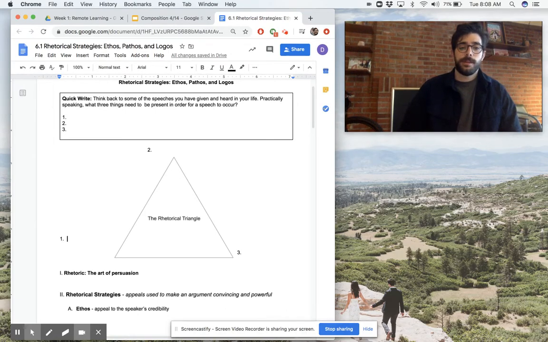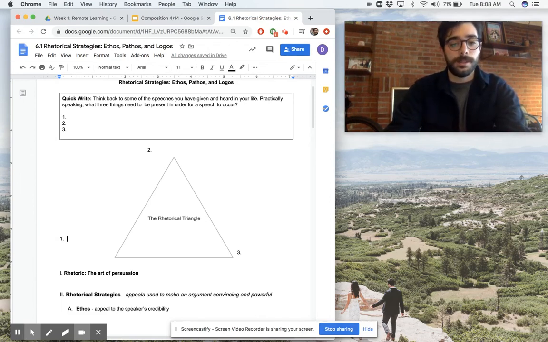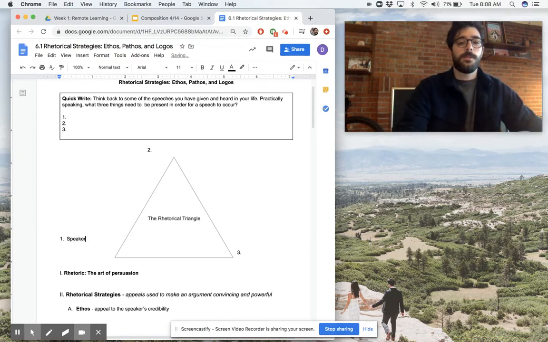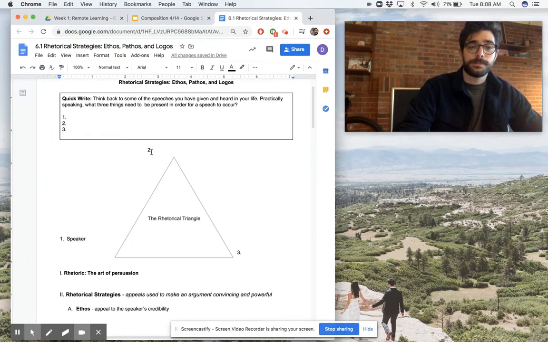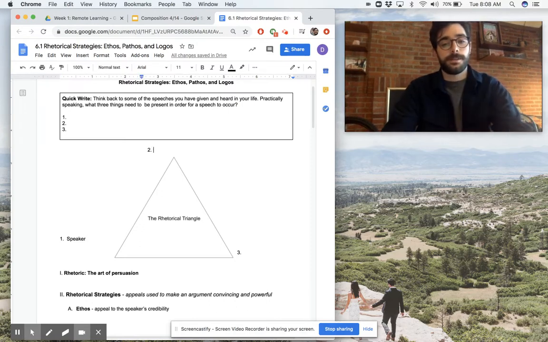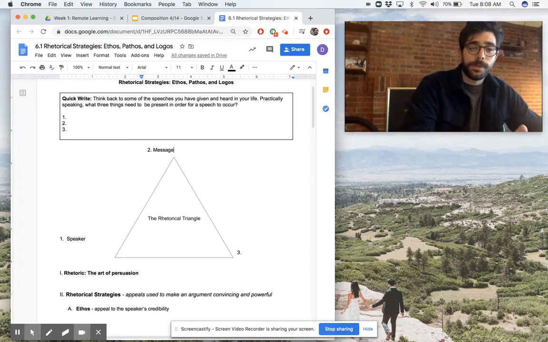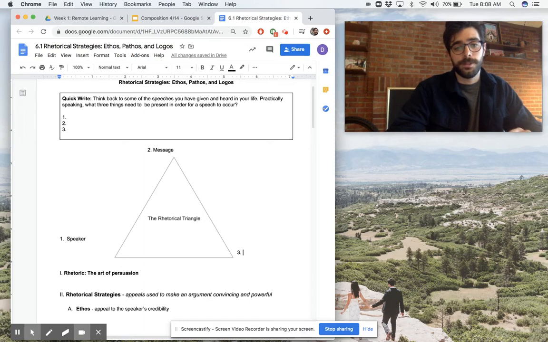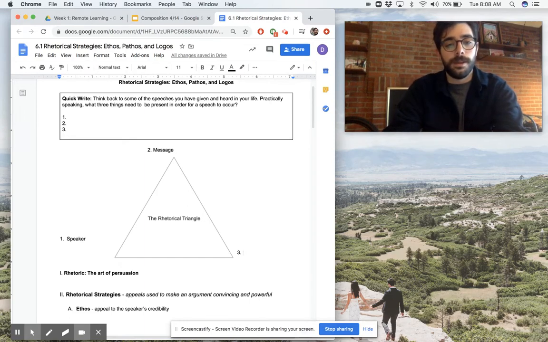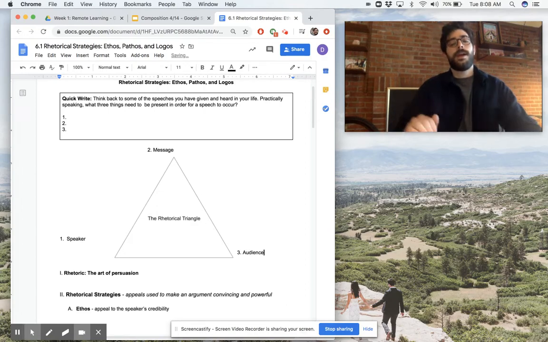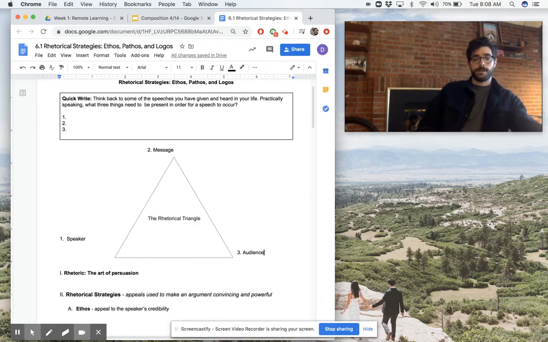The first thing that you need to have in order for a speech to occur, the very first ingredient, is a speaker. Someone has to be speaking. The second, and this may seem obvious, is they have to have a message. A speech cannot occur unless the speaker has something to actually say. And the third ingredient for a speech, it would be an audience. Anytime there is a speech, there is a speaker with a message, and that speaker is speaking to an audience.